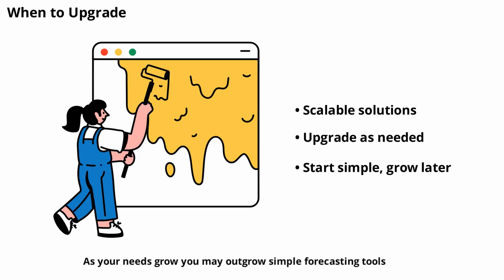As your needs grow, you may outgrow simple forecasting tools. Signs it's time to upgrade include needing more automation, handling larger datasets, or integrating with complex business systems. Many software providers offer scalable solutions, allowing you to start simple and add features as your requirements evolve.